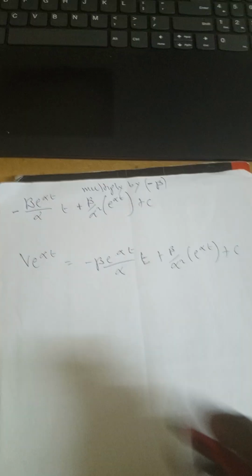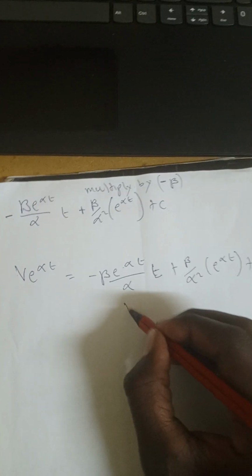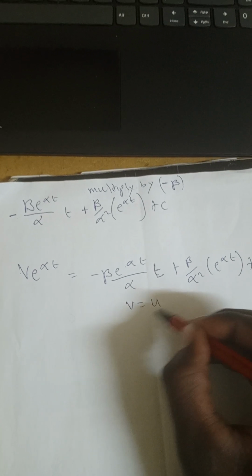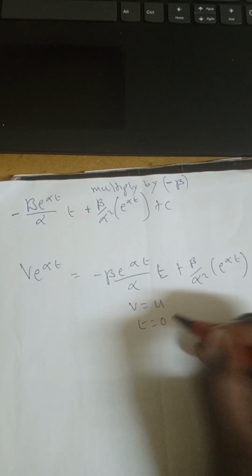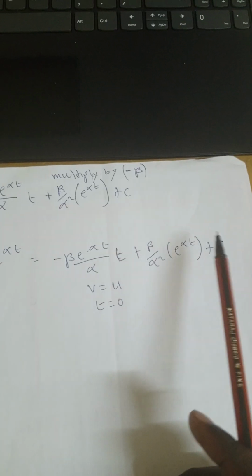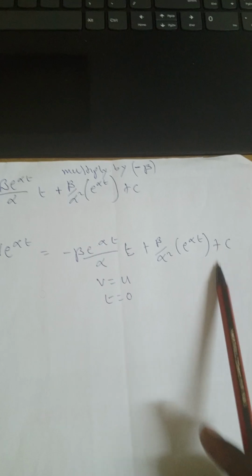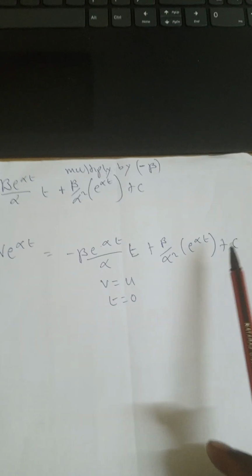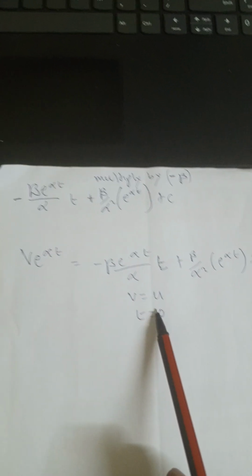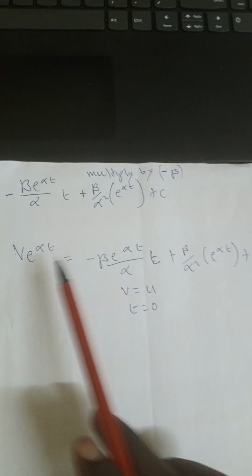So we were given conditions which said that when v is equal to u and t is equal to 0, the conditions are given in the sense that it helps us to find what? To find the constant of integration. So we're going to substitute where there is v, we're going to put u. Wherever we're seeing t, we're going to substitute with a 0.